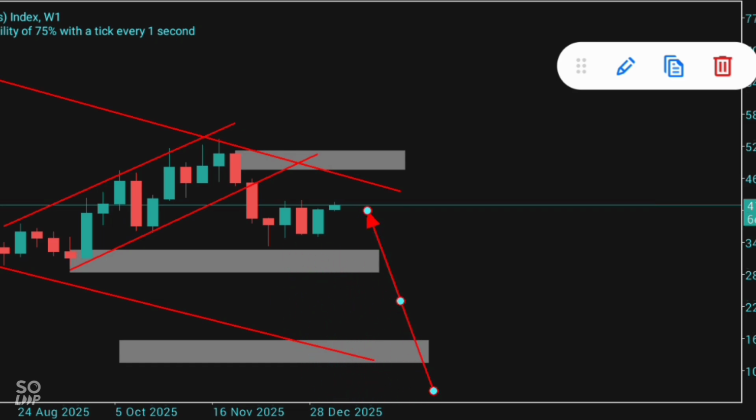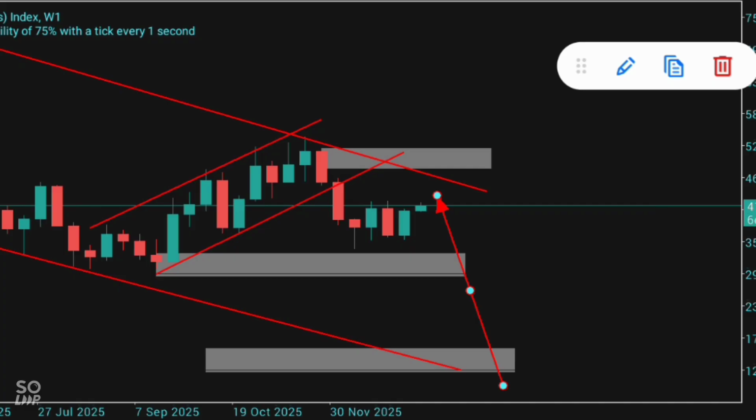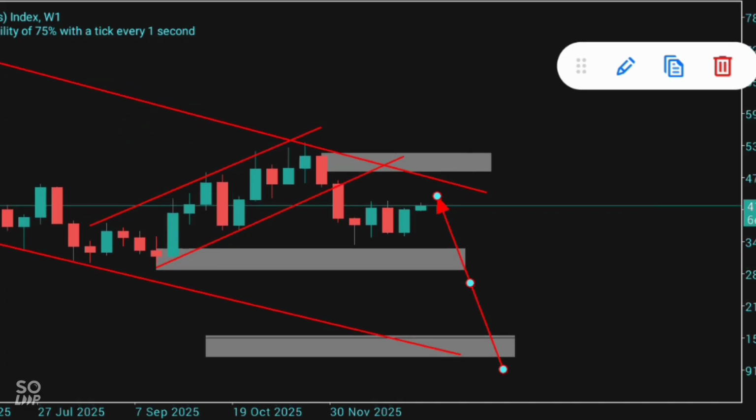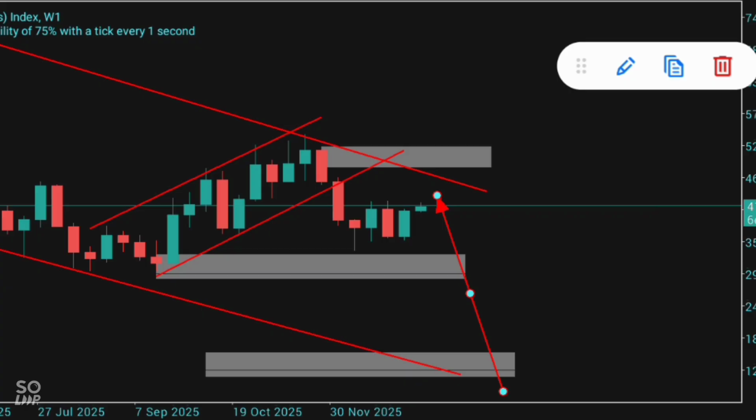So for you to take this trade, you wait for confirmation around this region before going for sales. It's basically a swing trade. You just put your triggers around here and the stop loss a little above this wick here.